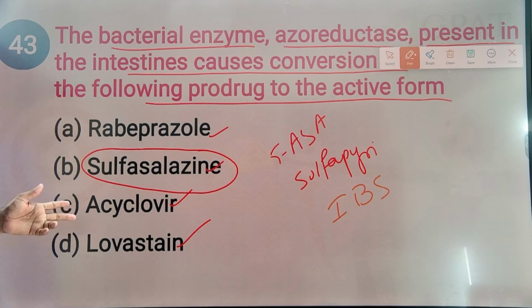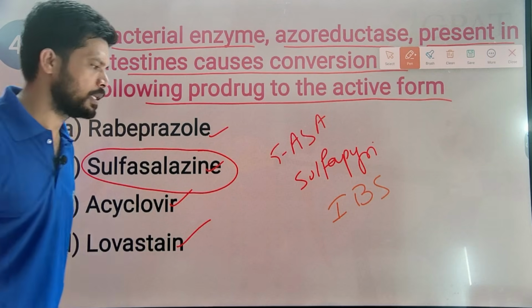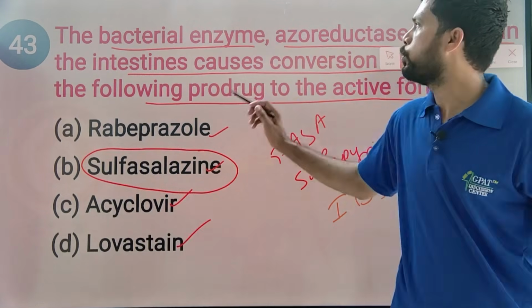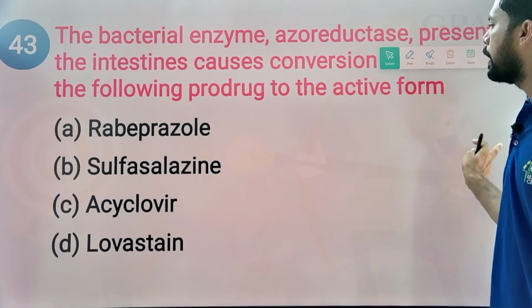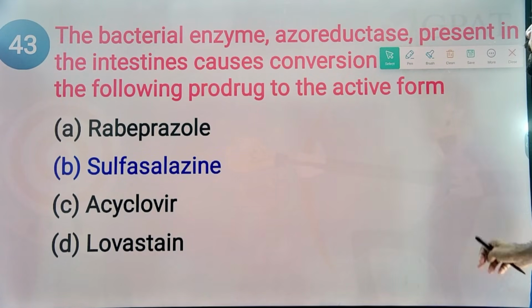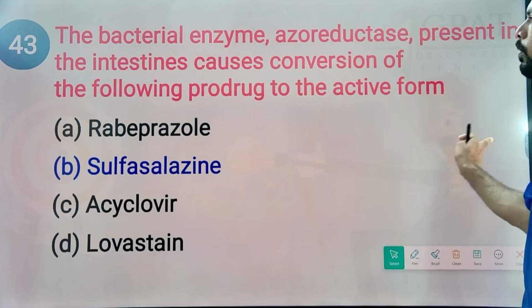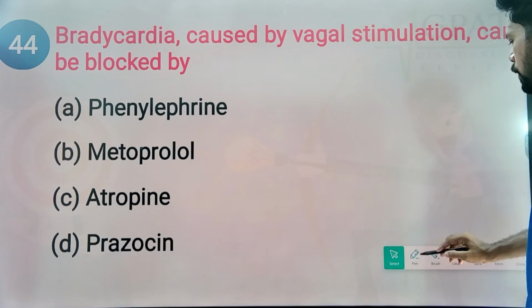So the answer is very clear. Sulfasalazine is the answer. It is a prodrug. It has poor absorption, so it accumulates in the GIT, converts to the active form, and helps in the treatment of inflammatory bowel disease. Next question.